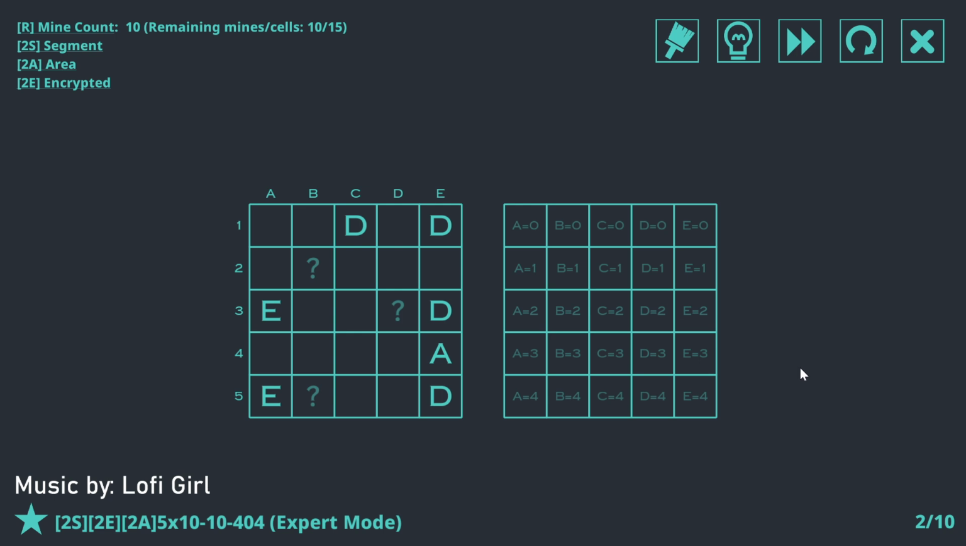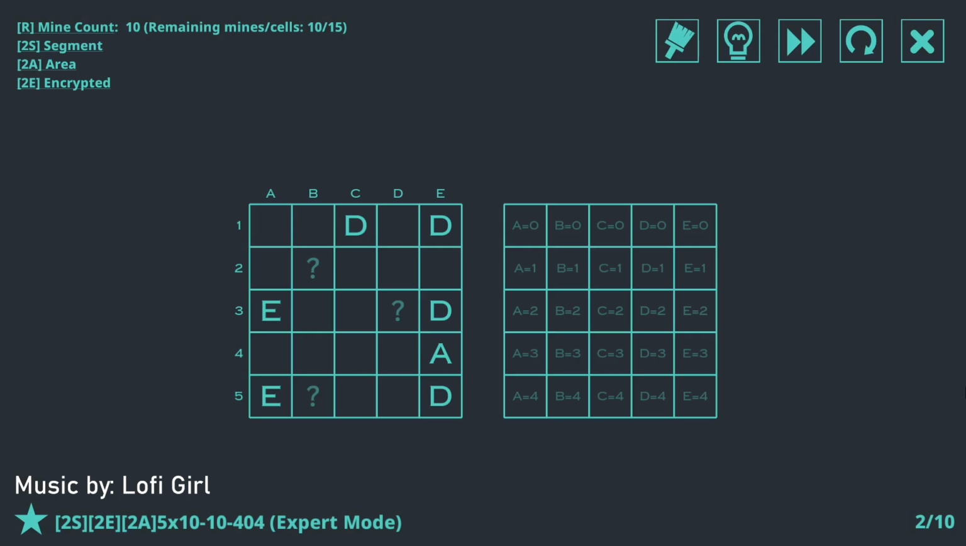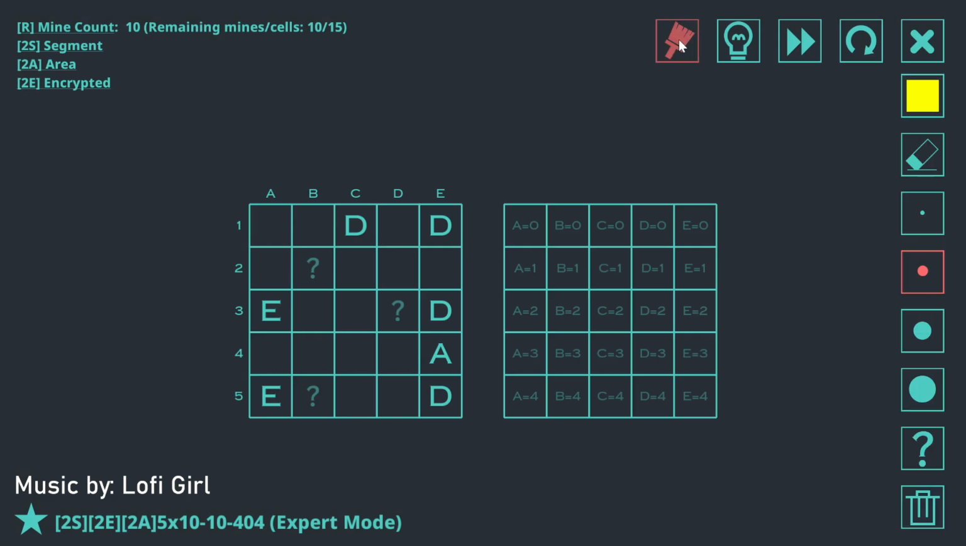Now, oh, I'm sorry, I forgot to describe segment. Segment means that every row must have exactly one consecutive segment of mines. So you can't have mines that are disconnected like this. You also can't have no mines in each row, because that would be 0 consecutive segments of mines, which is wrong. You must have exactly one. Every row must have exactly one horizontal connected set of mines. All right, so let's see how we can do this.